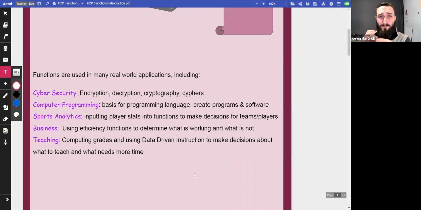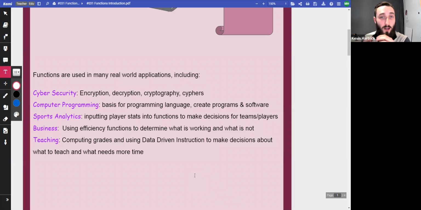Computer programming, okay? Functions are the basis for all programming languages, okay? They help you create programs, it's software, so if you're into computer programming, functions are a huge thing. Sports analytics, so if you're a big sports person, sports analysts, they input player data, so they take all these numbers, right? How much they shoot, how many times they shoot, how many blocks they had, how many steals they had, all this stuff. They input them into certain functions that they use, and they get these outputs, and those outputs help them make decisions about teams and players and all sorts of cool things in sports.